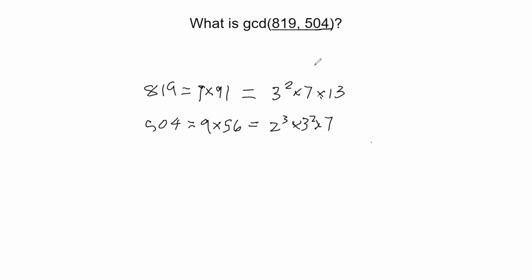And from here, GCD is just you take the smallest of each prime factor. Since there's no 2 in the top one, it's just 2 to 0. And then times 3 squared, it's the same for both. And then 7, and then 13 to 0, right? So this just becomes 3 squared times 7, or 63.